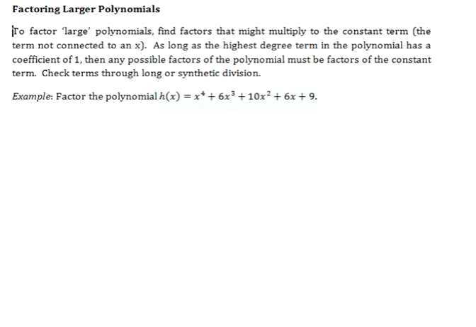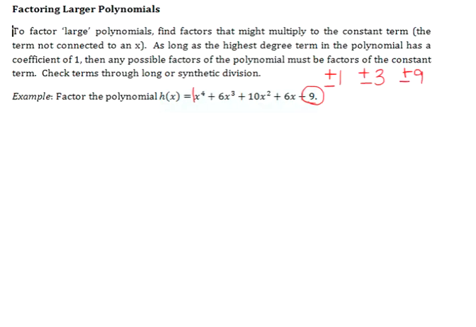In order to factor large polynomials, we need to first make sure that the coefficient on our highest degree term is 1. So here we've got 1x to the 4th. If we've got that, then we can look at the last term, or the constant term that's in our problem, to determine some possible values that could be factors in this. Anything that's a factor of 9 is a potential factor at this point. So plus or minus 1, plus or minus 3, or plus or minus 9 could be potential factors for this.